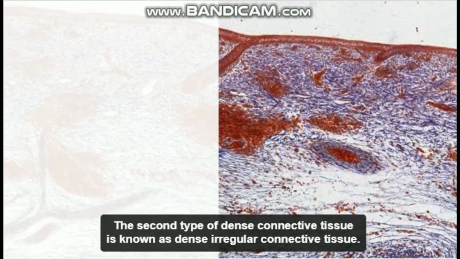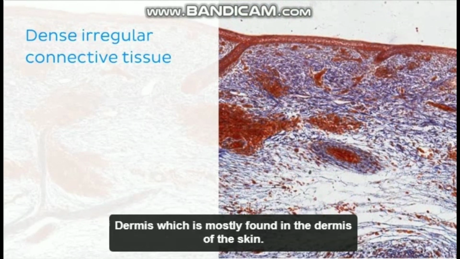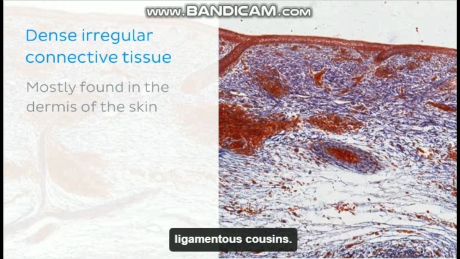The second type of dense connective tissue is known as dense irregular connective tissue, which is mostly found in the dermis of the skin. And as you can see, it has a more haphazard arrangement compared to its tendinous and ligamentous cousins.